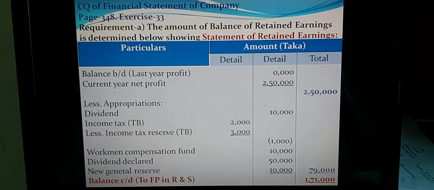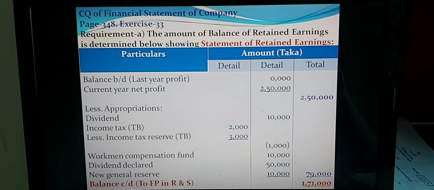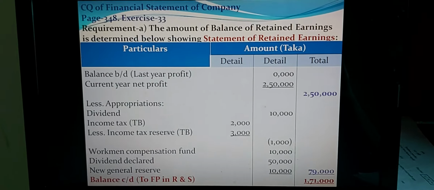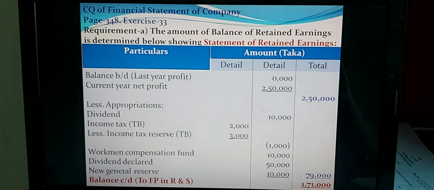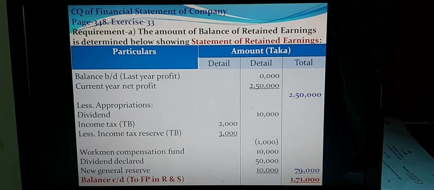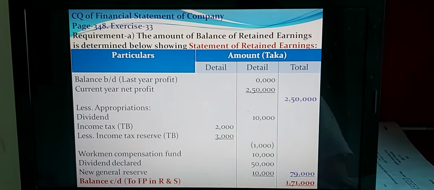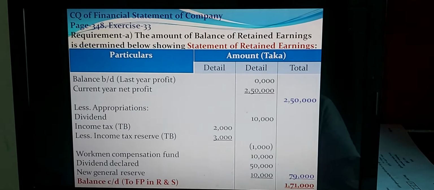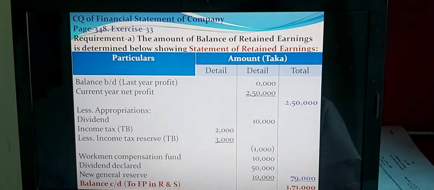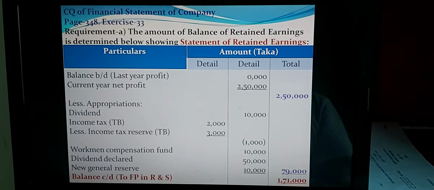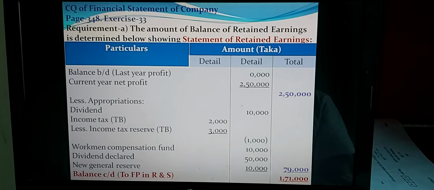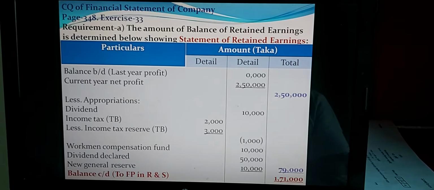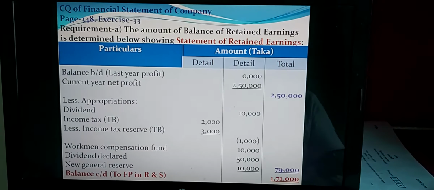Okay, now you can start requirement A. At first you start with the balance b/d, that is last year's profit. Generally it is available in the trial balance, but no balance b/d is available in this math. So balance b/d is 0. Second one, current year net profit, it is available in the trial balance, the first item of the trial balance in this math. Net profit Taka 2,50,000 in the middle column. So total profit Taka 2,50,000 in the outer column.